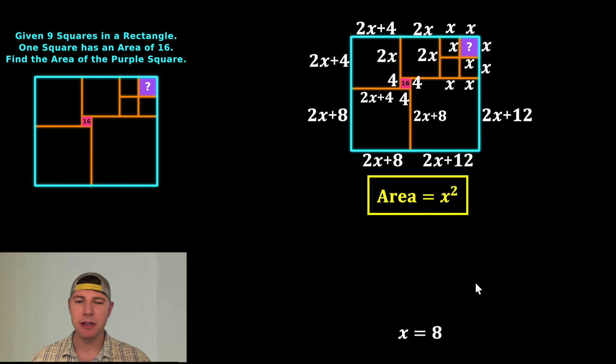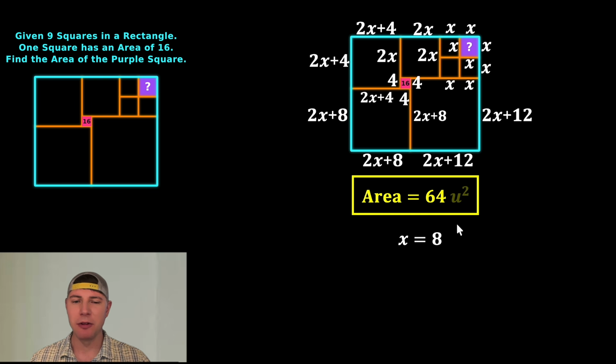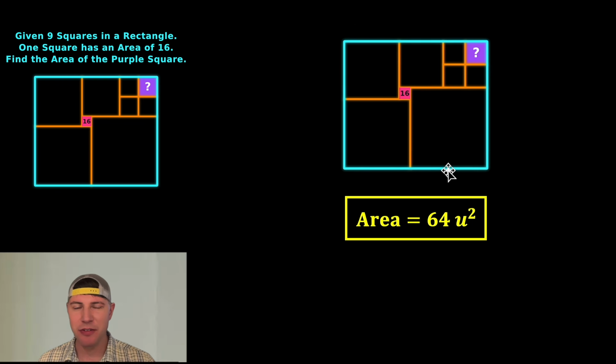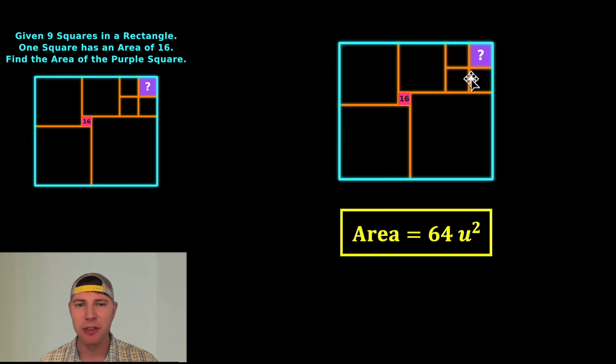Let's clean all this up, and in the place of this x, let's plug in 8. 8 squared is equal to 64, and we can give it a label of square units. And this is the answer to our question. In this given rectangle made up of 9 squares, the purple square has an area of 64 square units. How exciting.